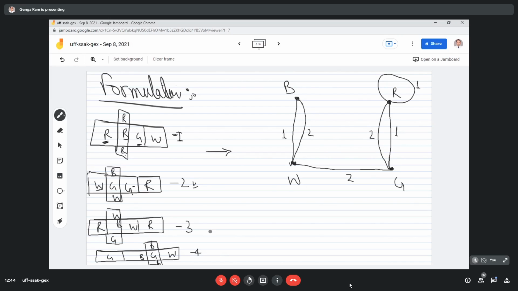Got it? Now come to the third cube. R is opposite to W. White is opposite to green. And B is opposite to R.